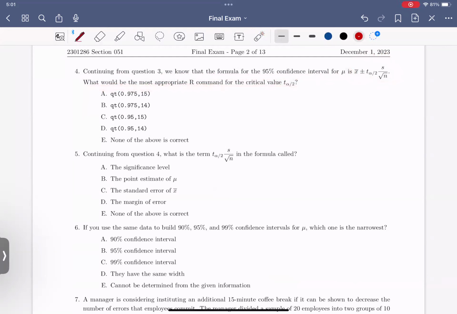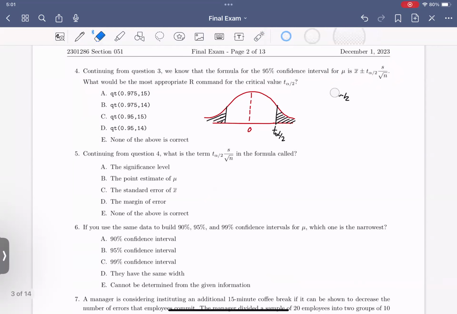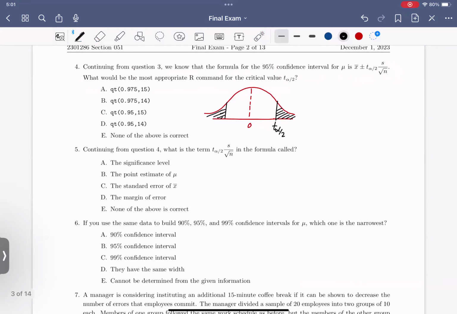So the t alpha over 2, as I told you in class, when you have the t curve, the center is going to be at 0, right? And if you want t alpha over 2, which is here, that means you're going to have the area on the tail on both sides be alpha. So when you write the notation t alpha over 2, it means the area here is just alpha over 2, right?